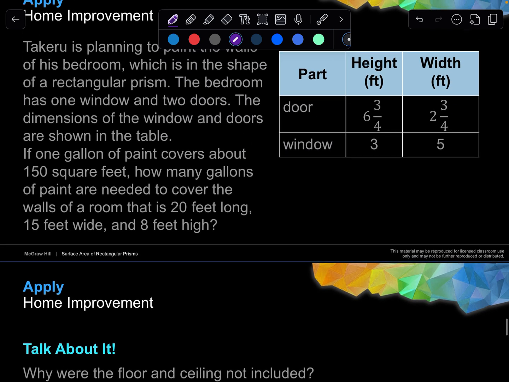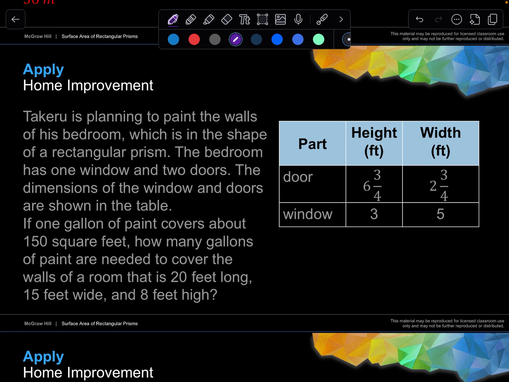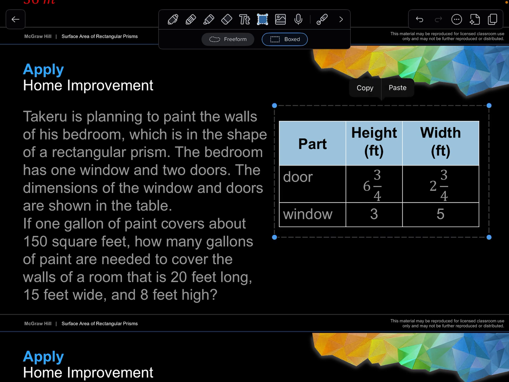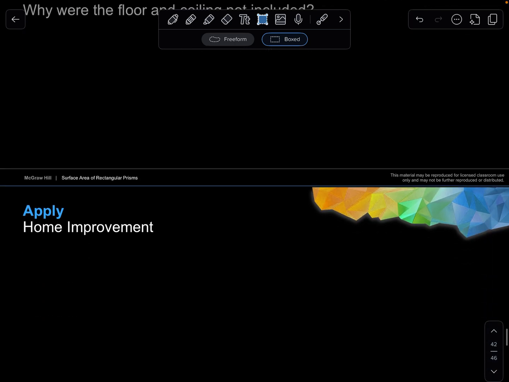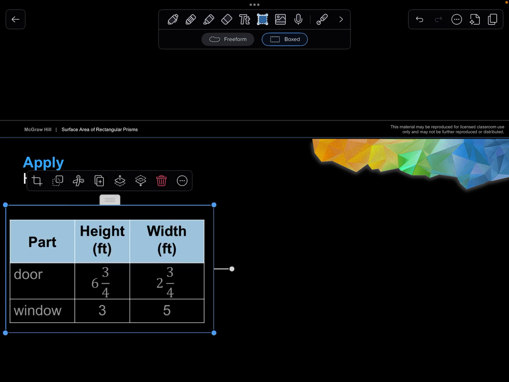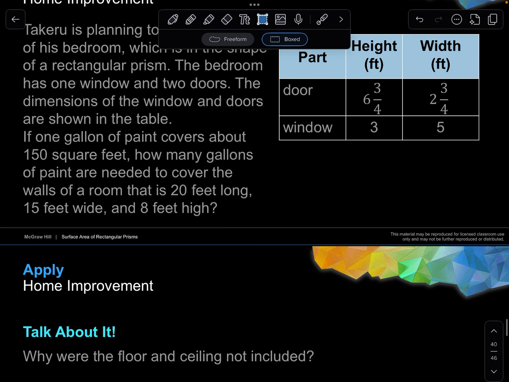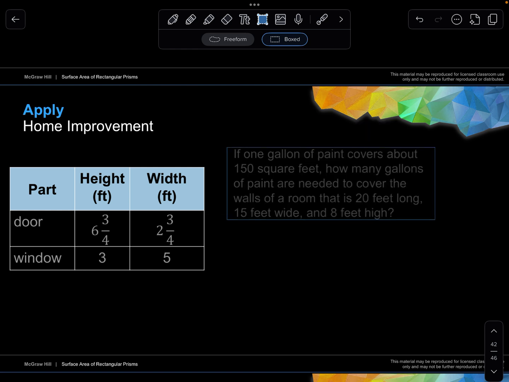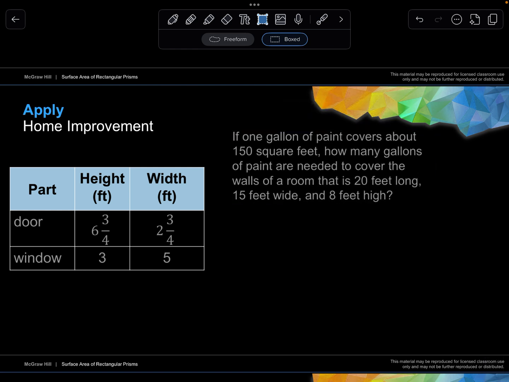Before we do this, I'm going to copy this part, paste this here. And then the other piece of information that I need is going to be from here. I'm going to paste that here. These are the 2 pieces of information I need. So let me draw this out.